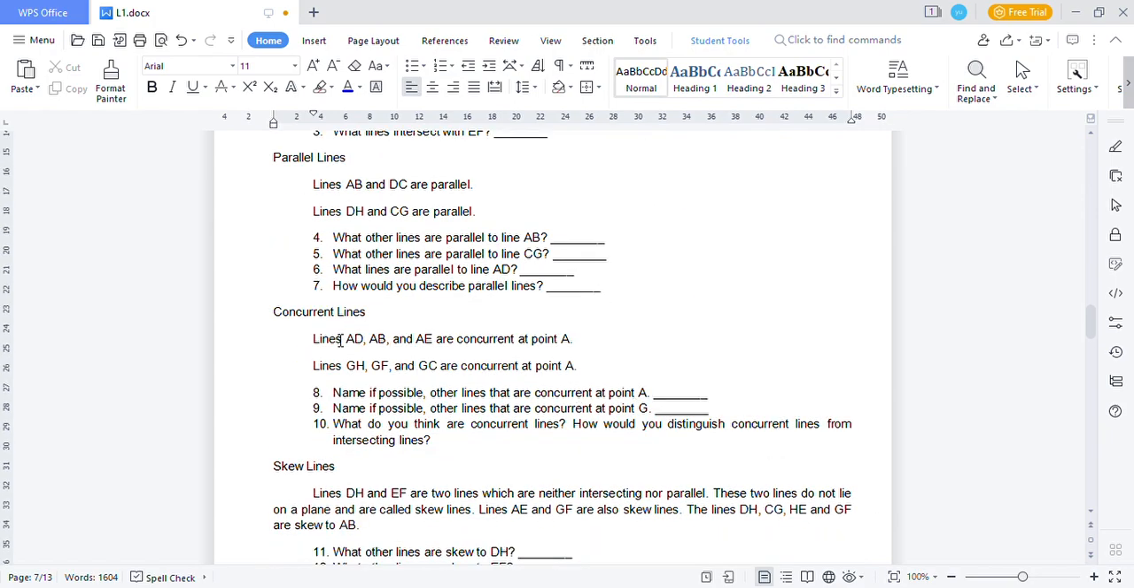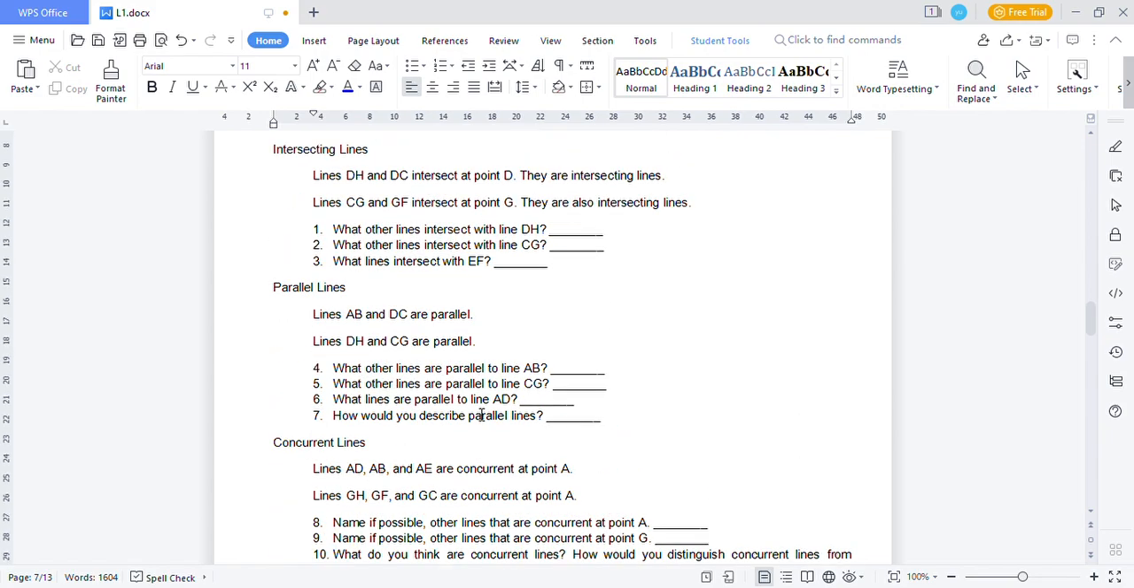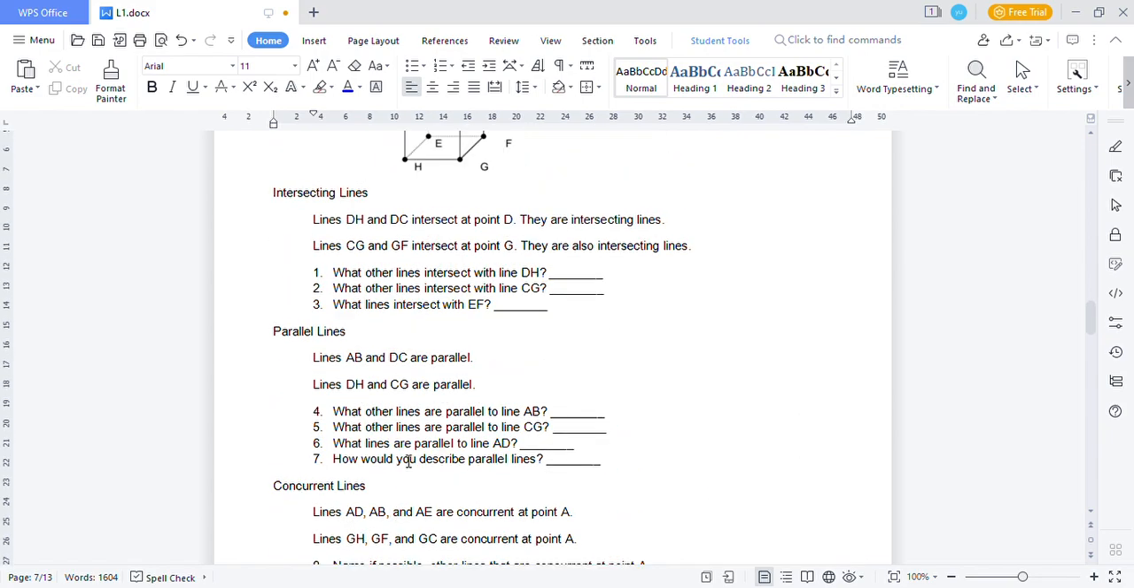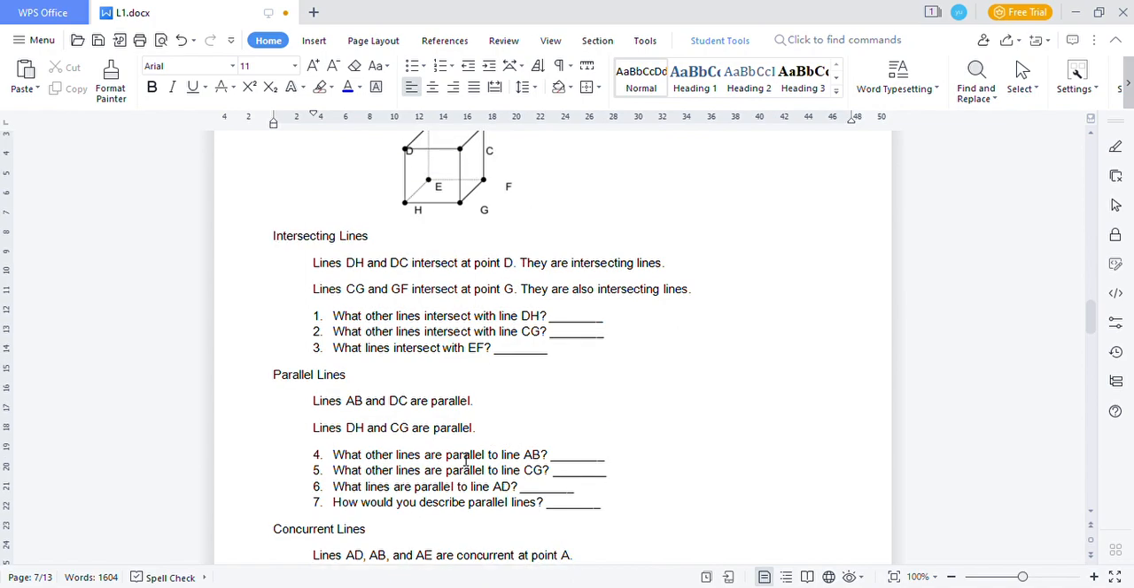Okay. Now we also have what we call concurrent lines. In concurrent lines, we have here lines AD, AB, and AE are concurrent at point A.